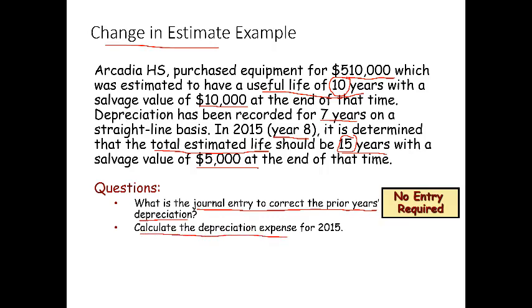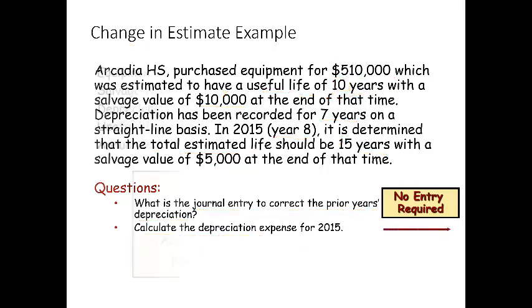So then the next part is to calculate depreciation expense for 2015, year 8. This is kind of a two-step thing to update our depreciation, figure out what it should be in 2015. In the prior years, you would have taken this 510,000, subtracted off the salvage value, and then divided it by 10 years. That's how you would take depreciation up to year 8. We're going to do that, get the net value as of 2015, and then we're going to implement these new estimates.